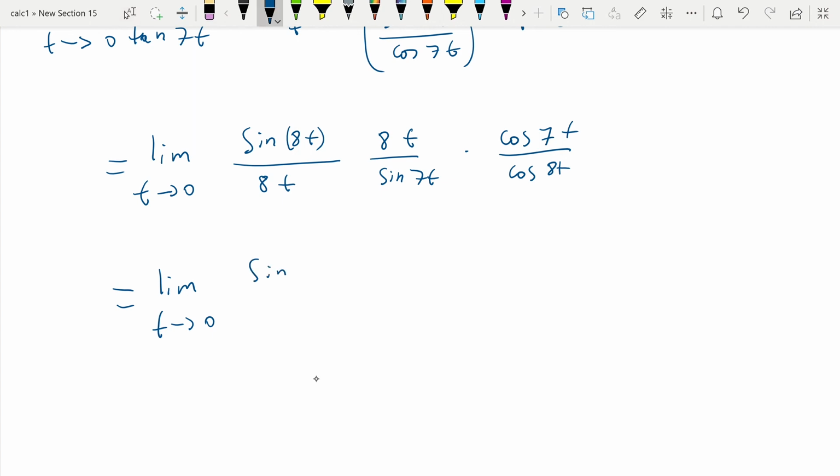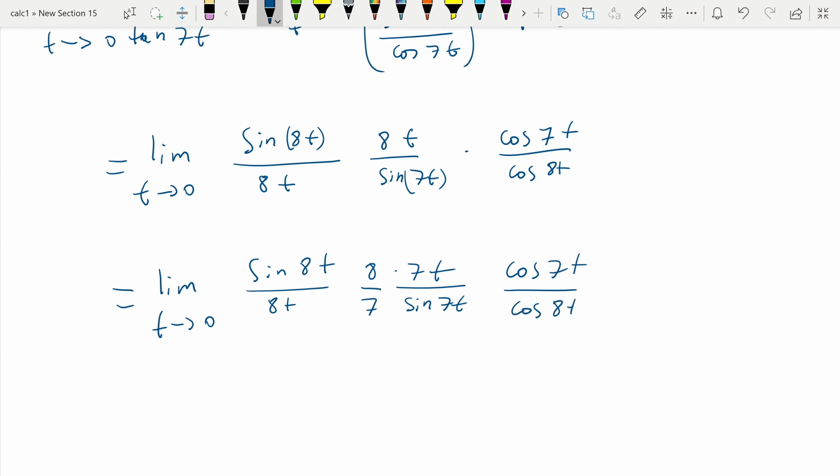So we have formed a sine of 8t over 8t, and now here we have 7t. Sine is evaluated at 7t, so we want to have a 7t on top instead. So we pull out this 8, then multiply by 7t, and sine of 7t, and then we need to divide by 7 to make these 7's cancel out. So cosine of 7t, cosine of 8t.